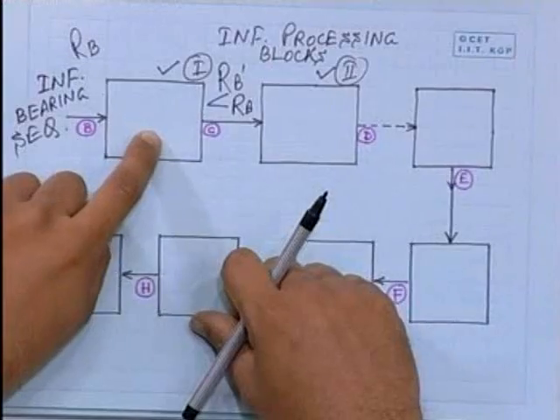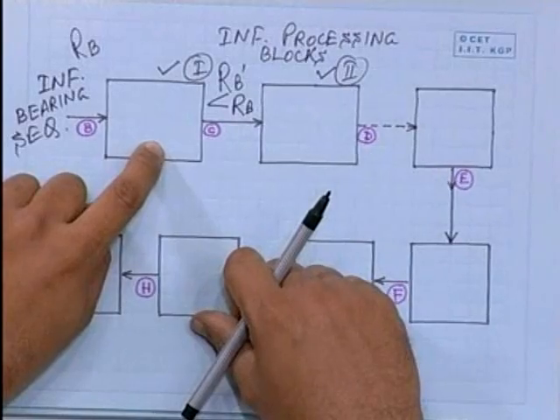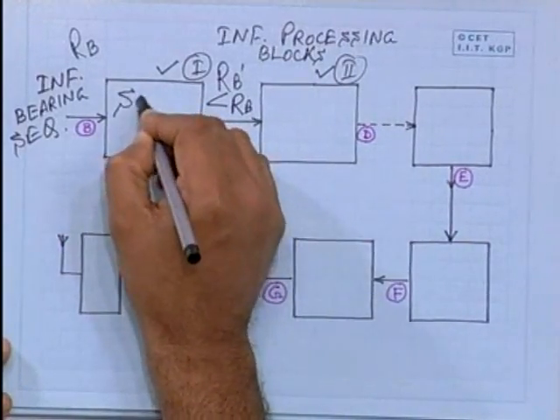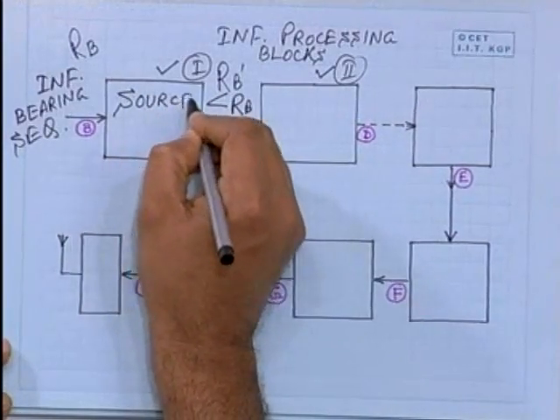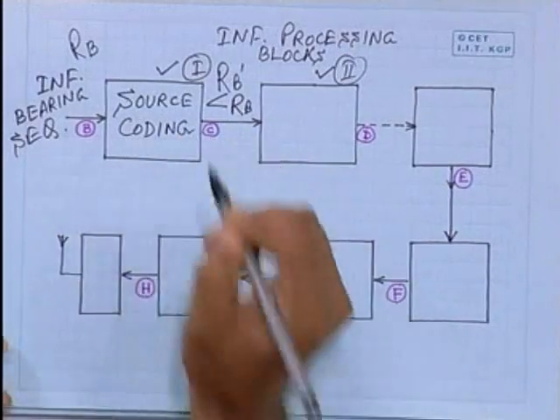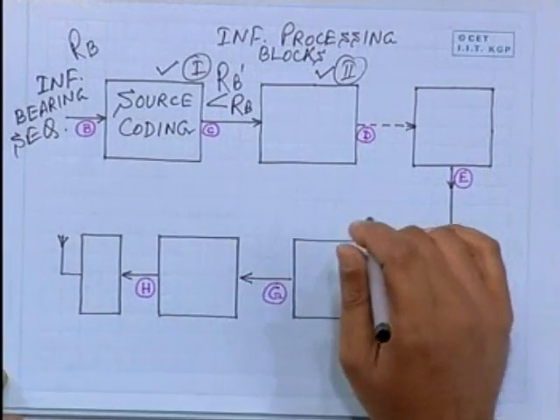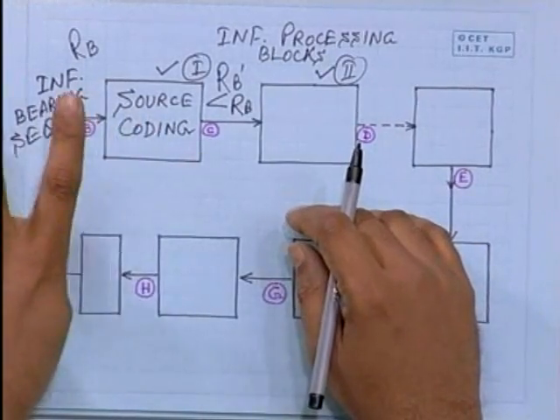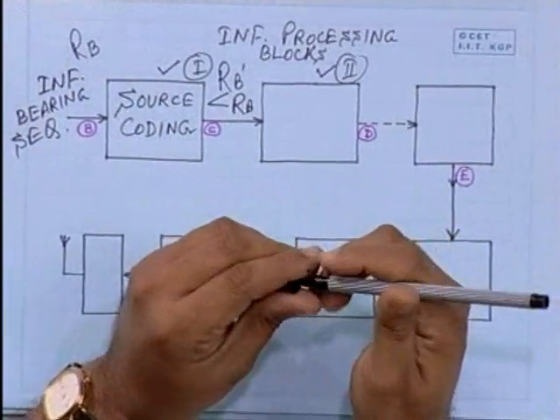So, this block, the first information processing block, is sometimes known as a source coding unit, or source coding block. The name implies that the focus is on exploiting the features of the input information bearing sequence.